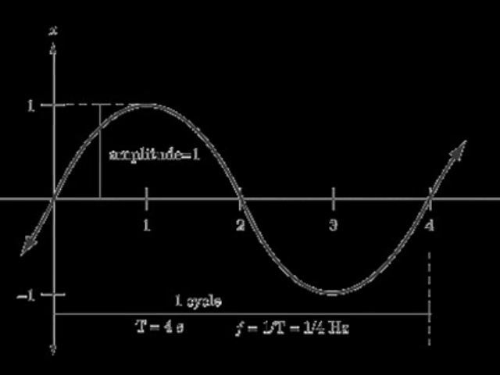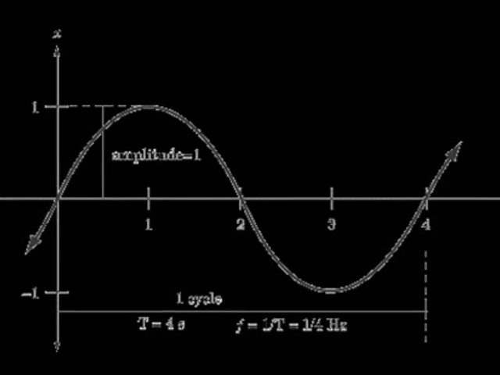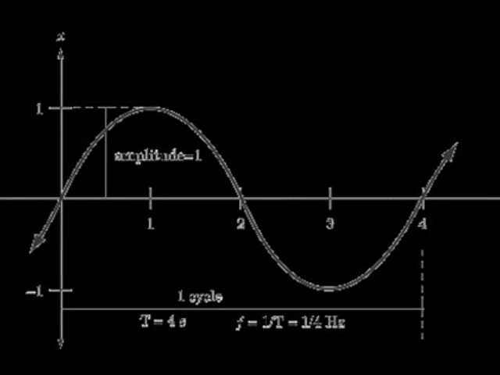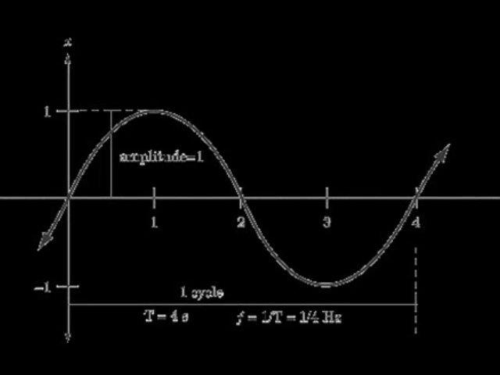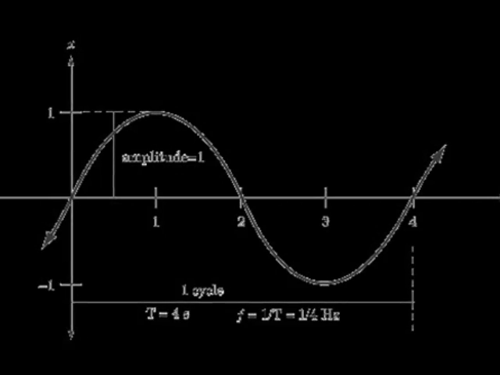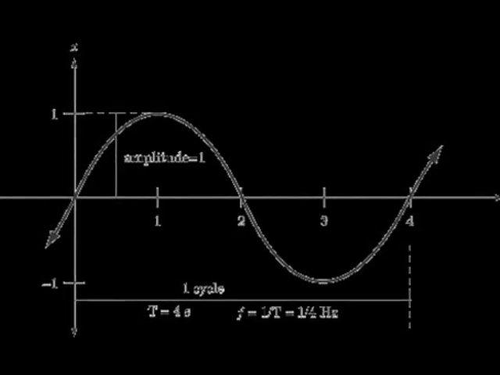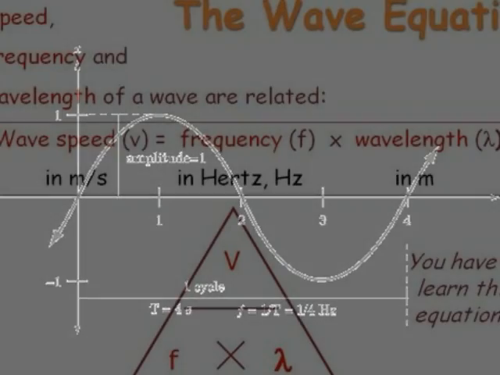There is an inverse relationship between the period and the frequency, where the period T is equal to 1 over the frequency in hertz. This means that as the period increases, the frequency decreases.